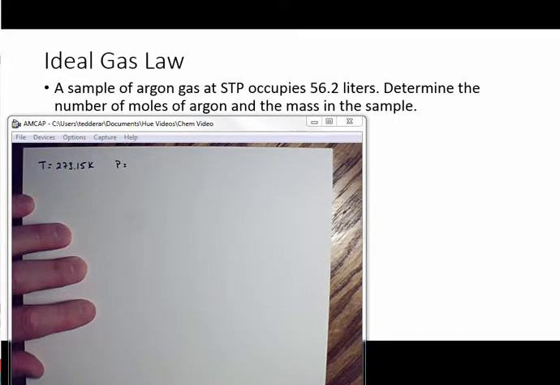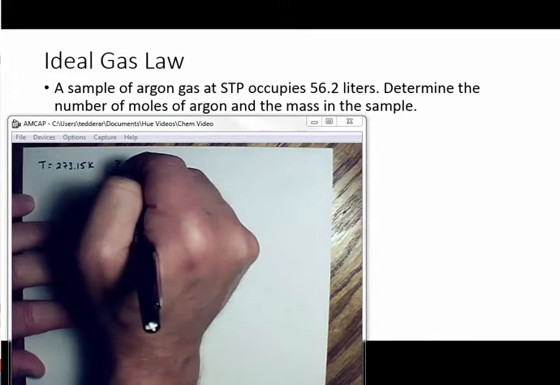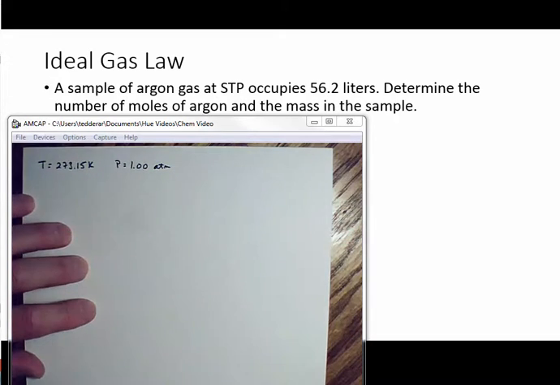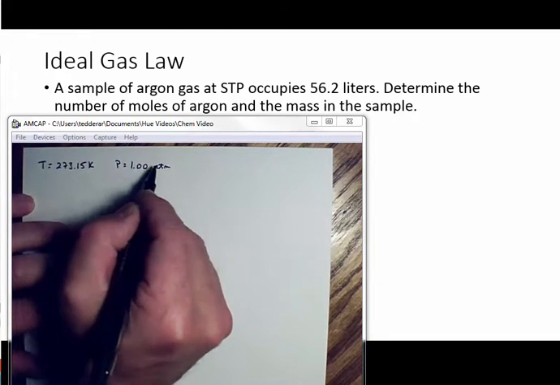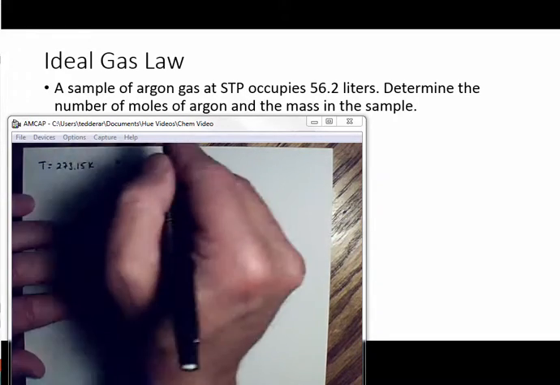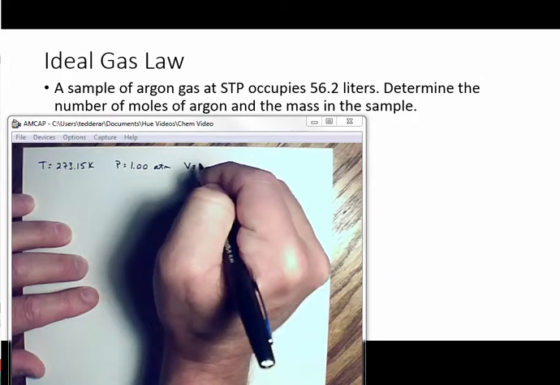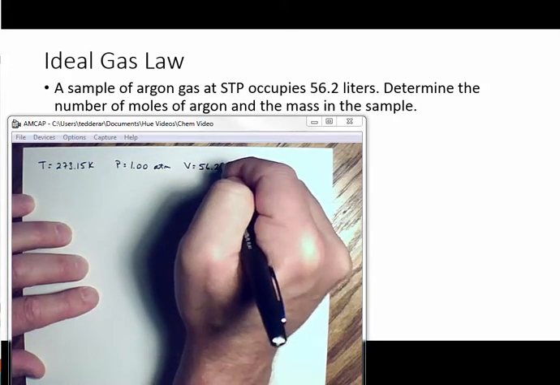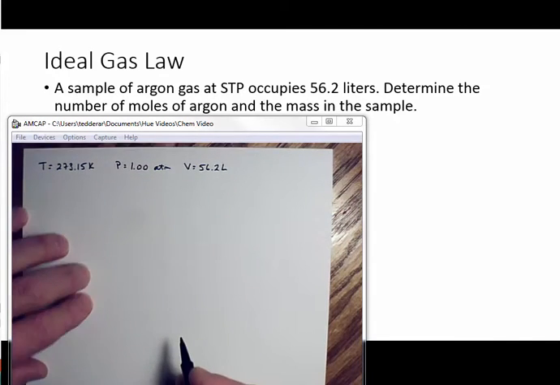What's standard pressure? 1.00 atmospheres. And we could use 760 millimeters of mercury, or 760.0 torr, or 101.325 kPa. We could use all those. All those are the same value of pressure as this is. And we have a volume here of 56.2 liters.